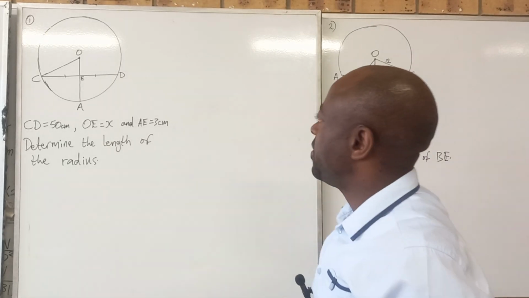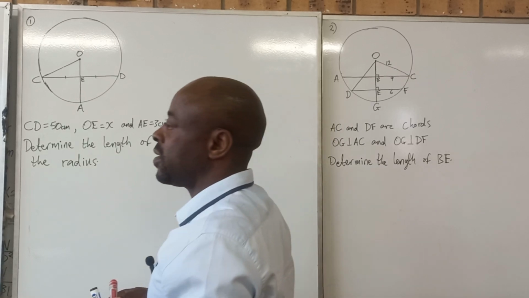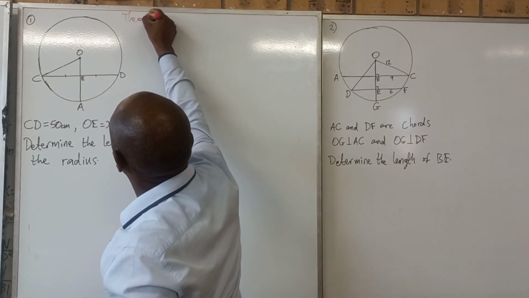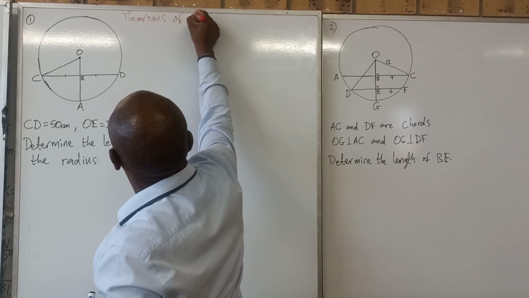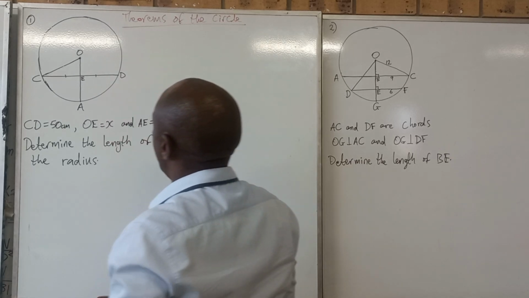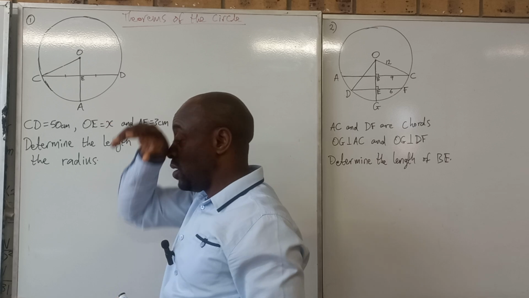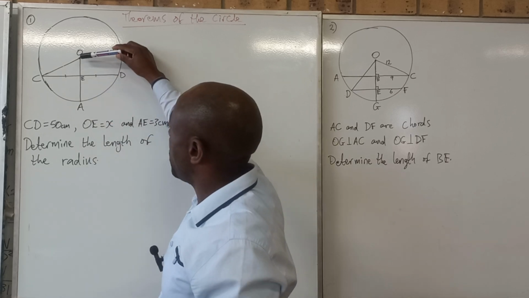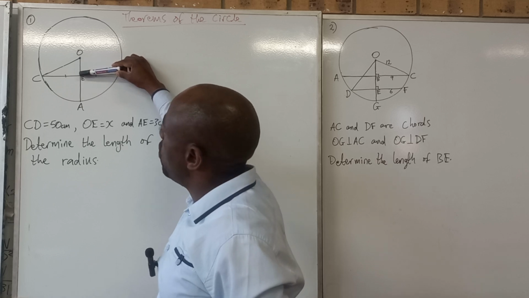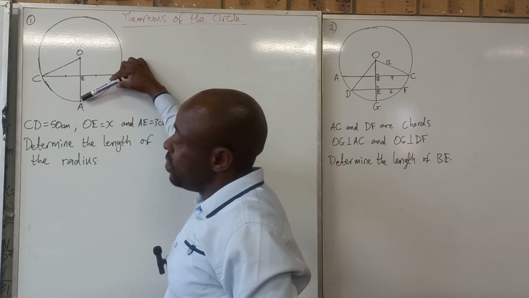Good day, guys. We are now gradually getting into theorems of the circle. So this one is theorems of the circle. In this problem, the main theorem we are testing is the theorem that says a line from the center of a circle through the midpoint of the chord is perpendicular to the chord.